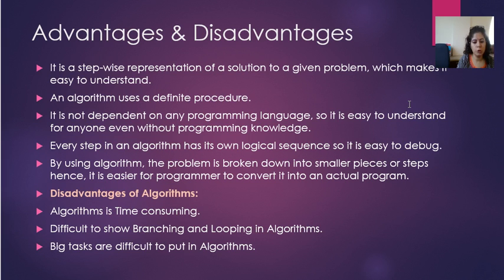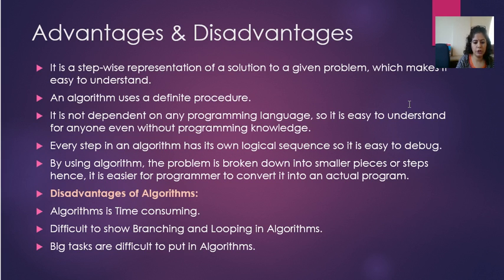Next is it is difficult to show branching and looping in algorithms. Branching and looping means, see students, as I have told you, whenever we have to write algorithm, we can use simple English language or any other language instead of programming language. But in programming language, we have to make use of some loops and conditions. So it is difficult to write these conditions or looping statements by using algorithm. It is a bit difficult process to represent branching and looping statements.